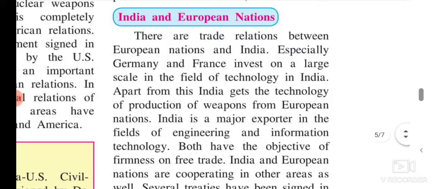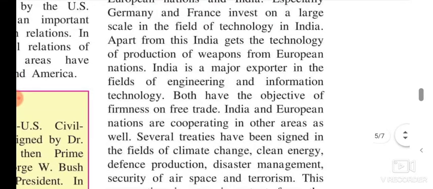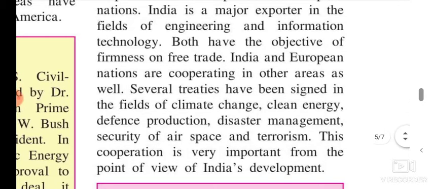India and European nations. There are trade relations between European nations and India. Especially Germany and France invest on a large scale in the field of technology in India. Apart from this, India gets the technology of production of weapons from European nations. India is a major exporter in fields of engineering and information technology. Both have the objective of firmness on free trade. India and European nations are cooperating in other areas as well.